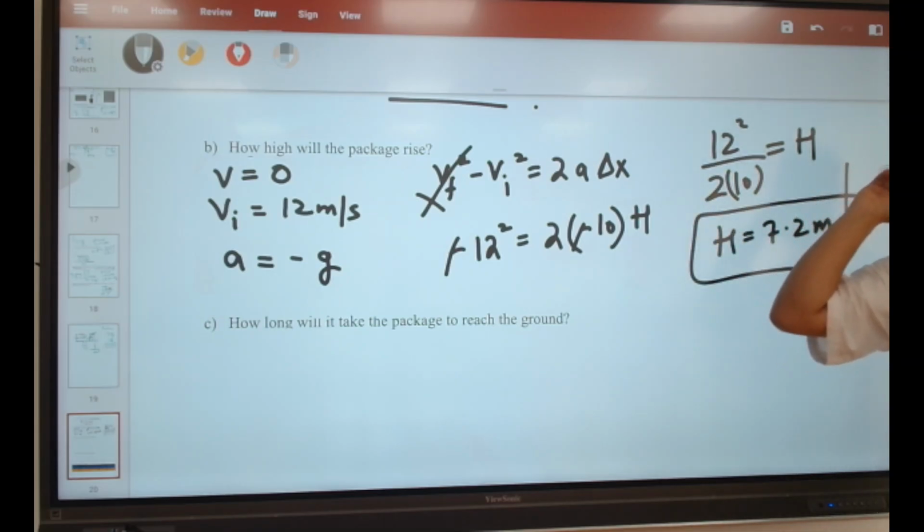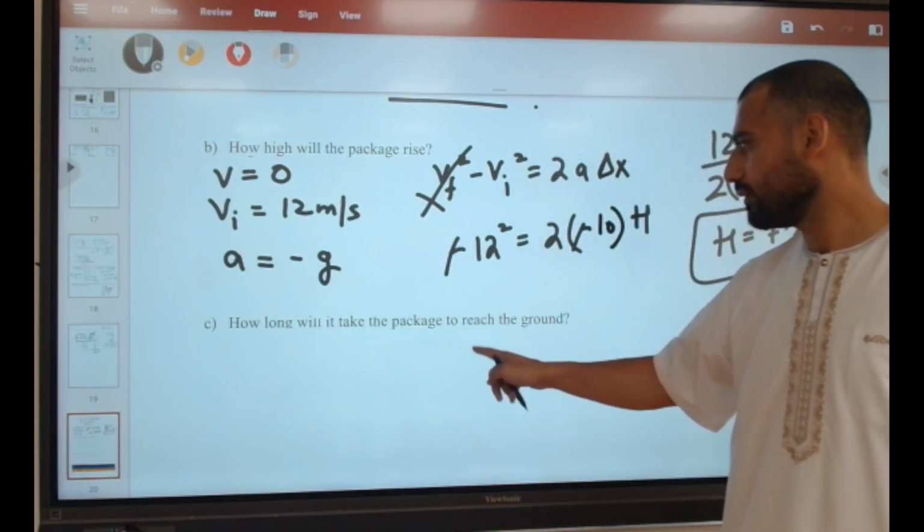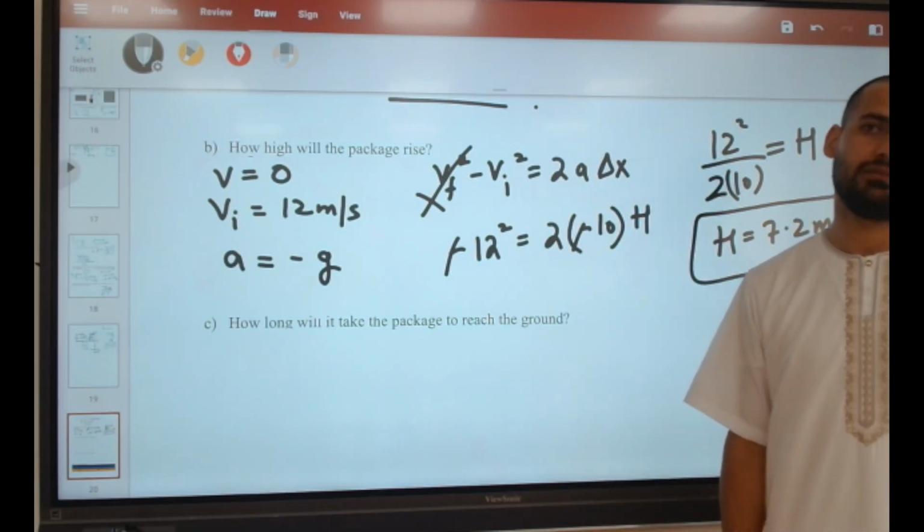Clear? Yes. No doubt in this? Next, how long will it take for the package to reach the ground?